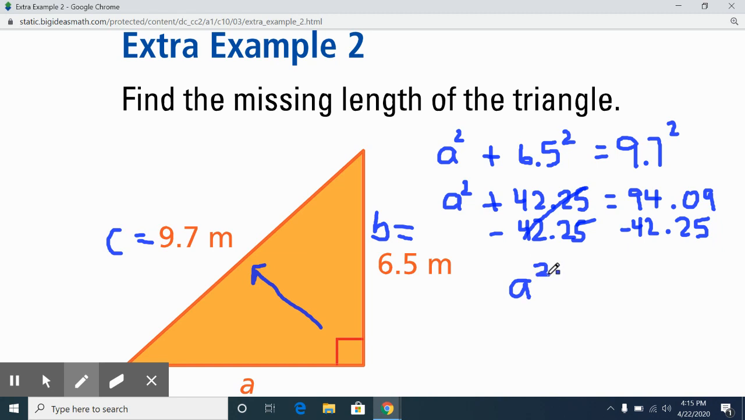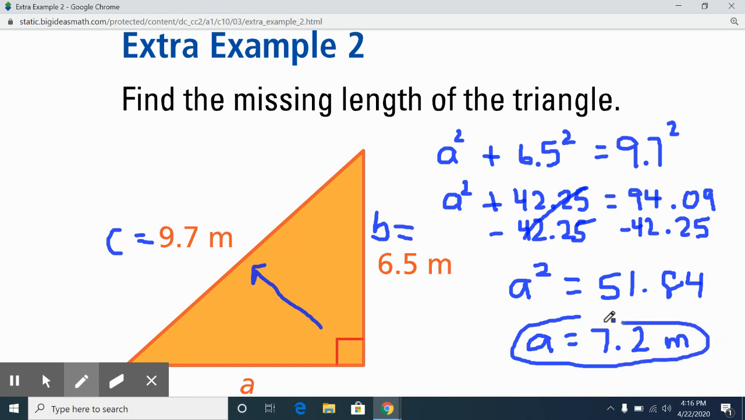Which is going to give me A squared equals 94.09 minus 42.25, which gives me 51.84. And now I have to take the square root of that number. On my calculator, the square root of 51.84 leaves me with A equals 7.2 meters. That's my final answer.